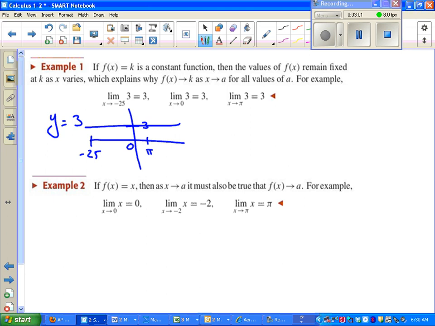Example 2 takes a look at the function y equals x, and as x gets close to 0, y gets close to 0. X gets close to negative 2, y gets close to negative 2, and so on.